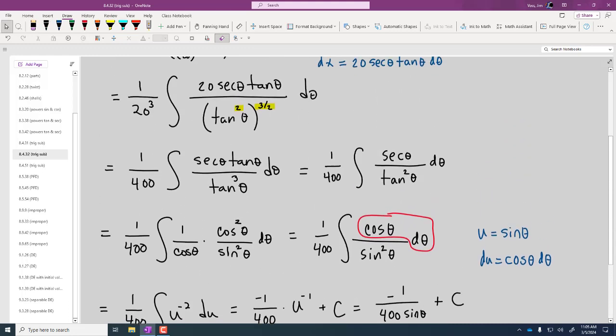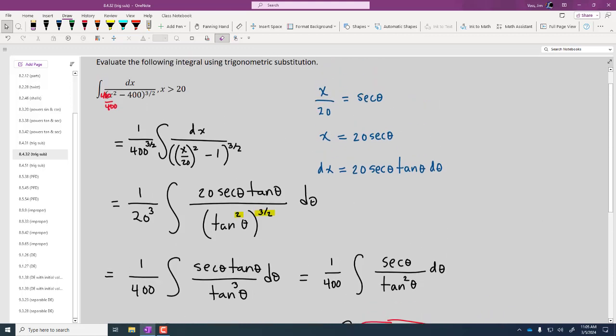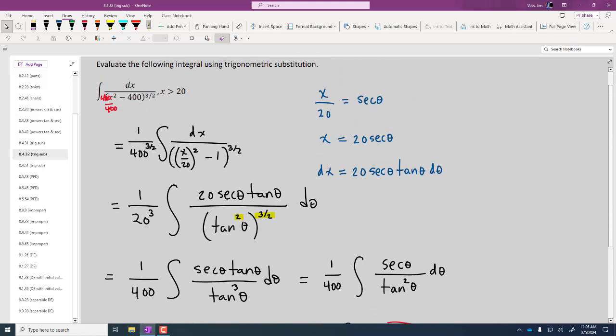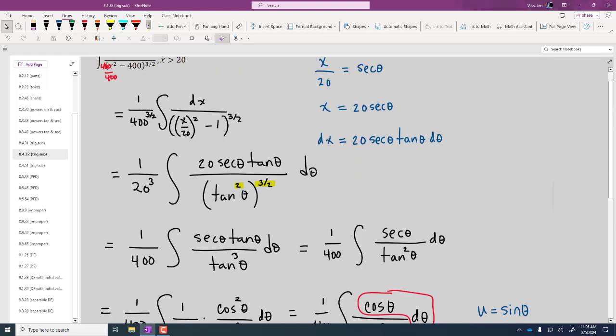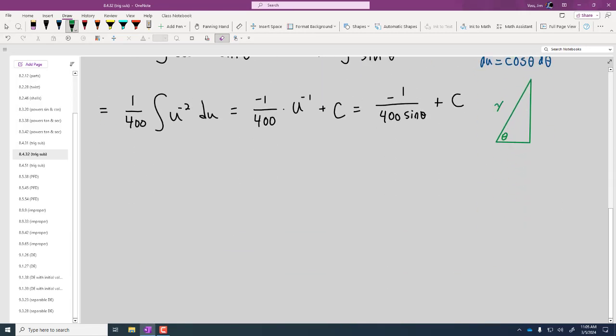So now we're back to thetas, but we've got to get all the way back to x. So we're going to use our x over 20 as secant and build our triangle here. Always build this triangle the same, like it's in quadrant 1, theta goes there. And I already forgot what secant was, x over 20. So secant is hypotenuse over adjacent. And then we have one missing side, which we find with the Pythagorean theorem.